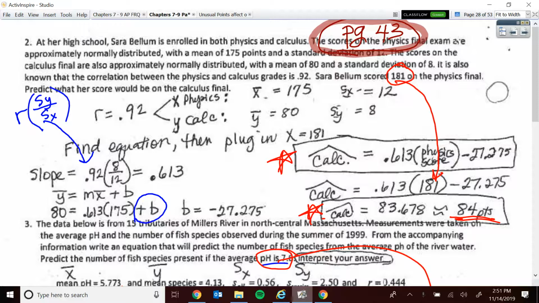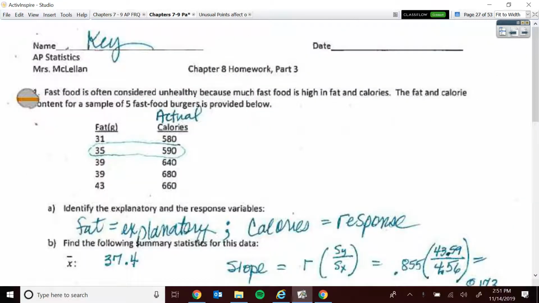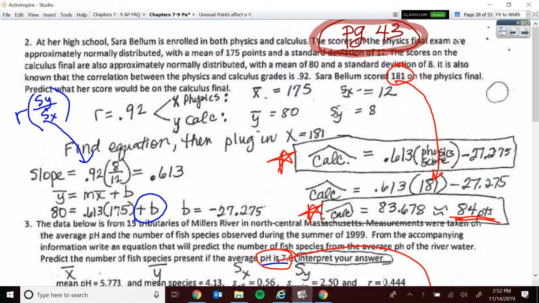All right, so page 43 is the chapter 8 homework part 3, and I had said you could skip this particular page, which was page 42. So let's look at 43. Okay, we had talked a little bit about this number 2 yesterday.